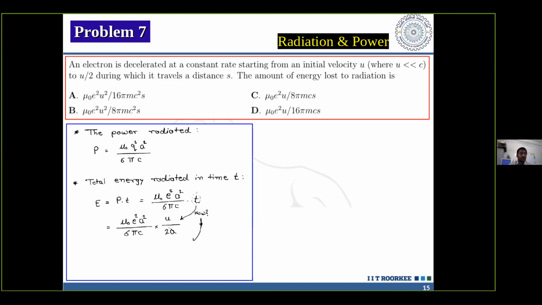At this point of time, I don't really remember the derivation of this formula, how easy or difficult it is. I'm not able to recall it, but I suggest that it is better you remember this formula.